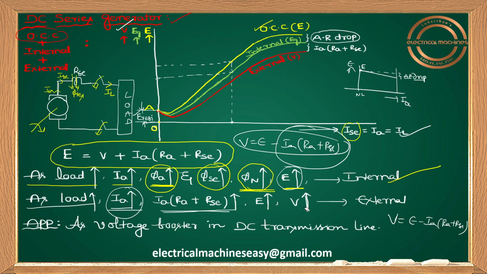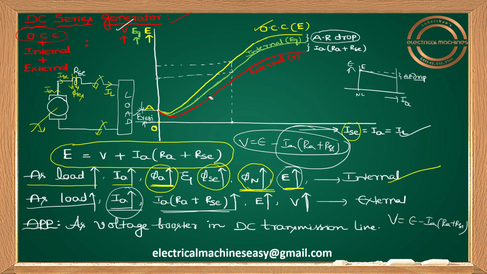But the question here is, no doubt your V will increase, but that V will be below the internal characteristic. What is the reason for that? Because V equals E minus IA into (RA plus RSC). That means from this E you have to subtract something, and then only you get V. So your V will be E minus something. Therefore, the V curve will be below the E curve. This is the external curve, V versus IL.